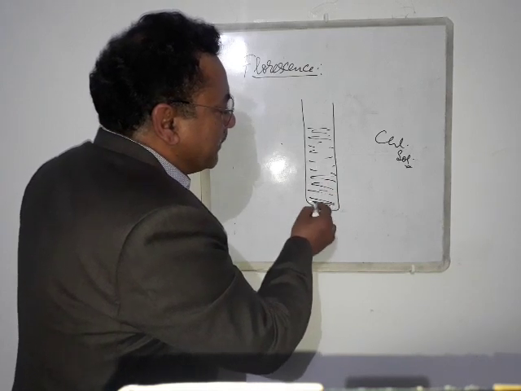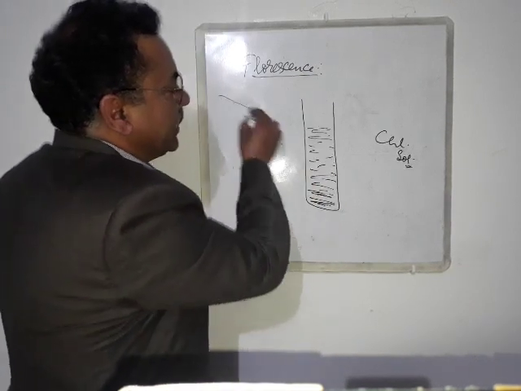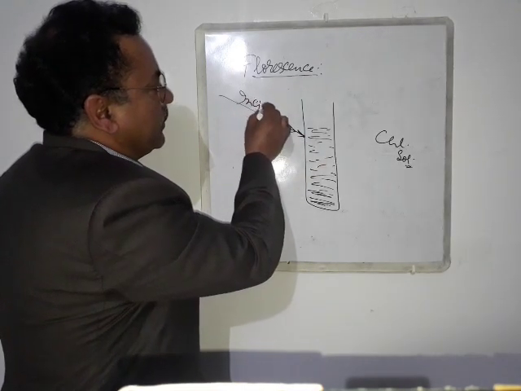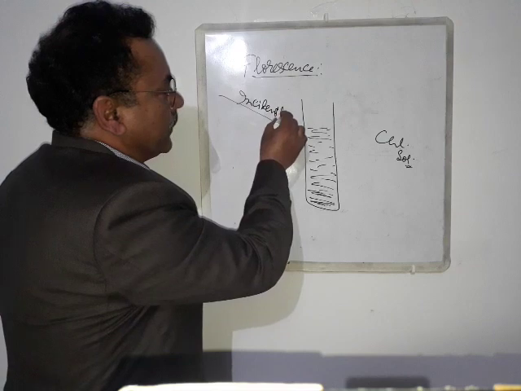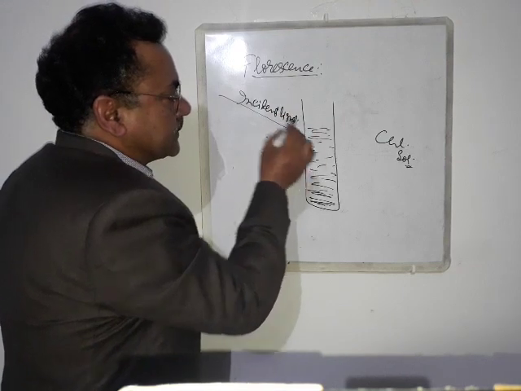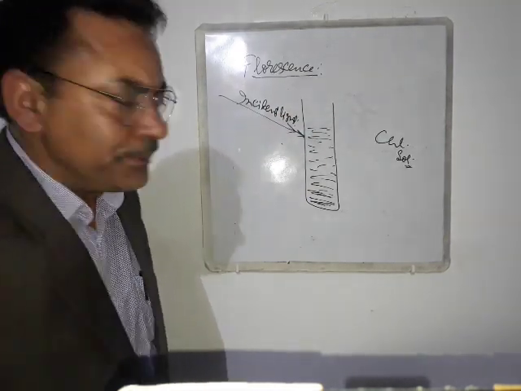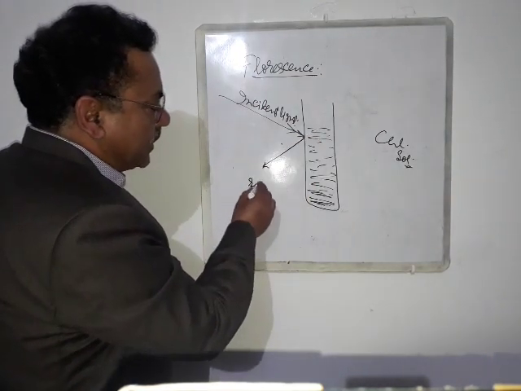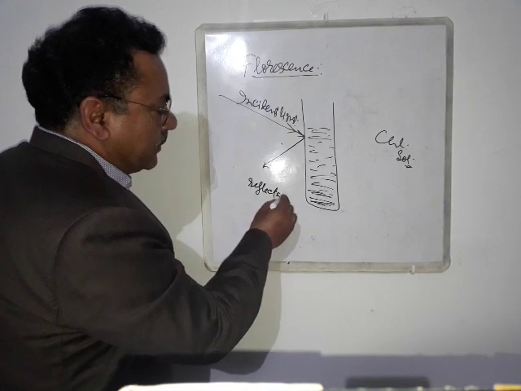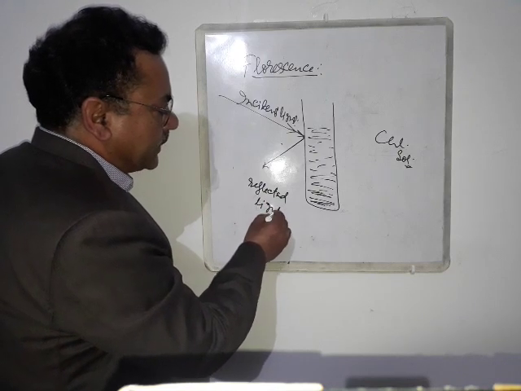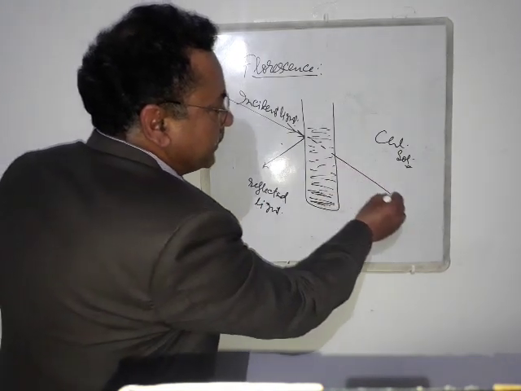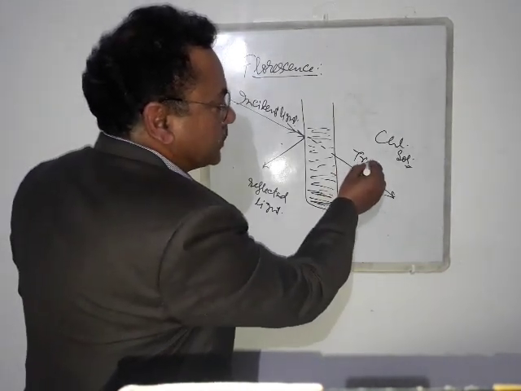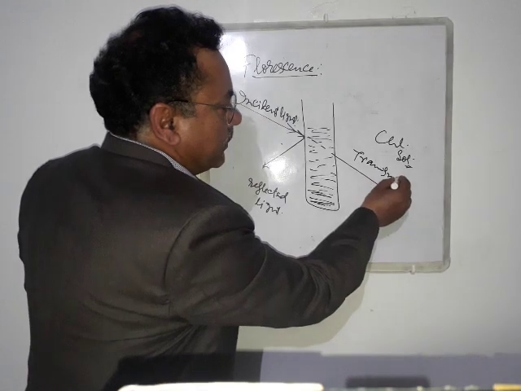Now this pigment solution will be illuminated with light. Suppose this is the incident light falling upon the solution contained within the test tube. Some of the light will be reflected, so this will be called reflected light. And some light will be transmitted. It will come through the solution, and this will be called transmitted light.